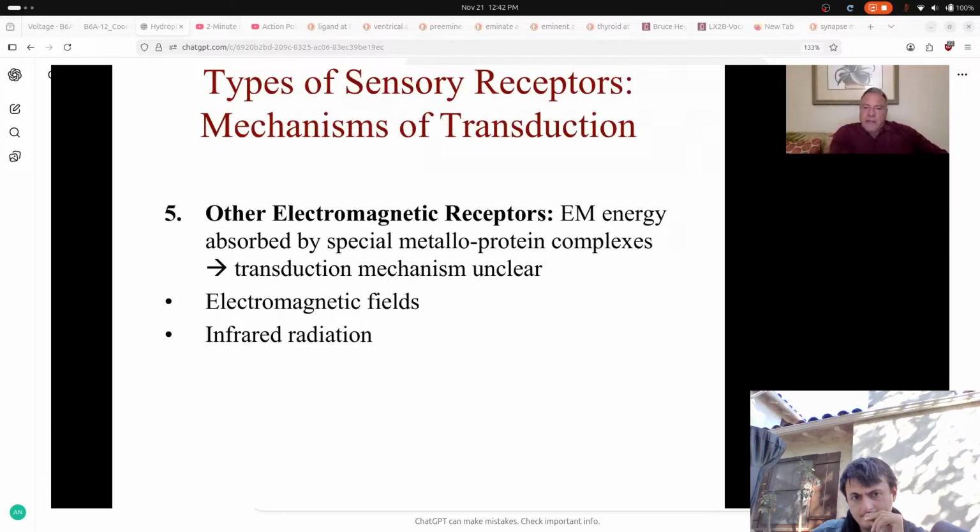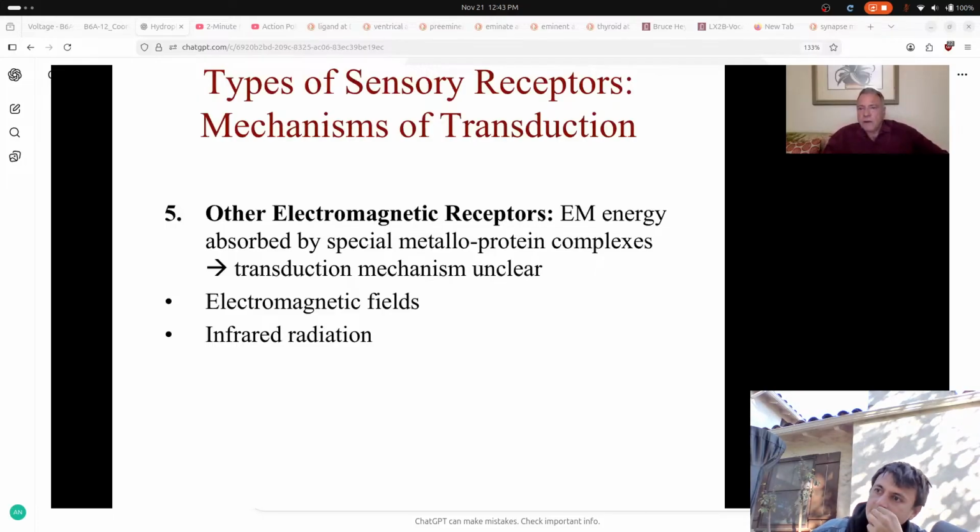And then we've certainly been able to detect that there are many animals out there that respond to other types of electromagnetic radiation. So electromagnetic fields, infrared radiation. In a lot of cases, we're not really sure what the transduction mechanism is. Somehow, their proteins are associated with structures, usually some metalloprotein, some metal protein complex, that's somehow detecting these fields, so that the presence of these fields is causing these proteins to change shape, open gates, depolarize, and cause neurons to fire.